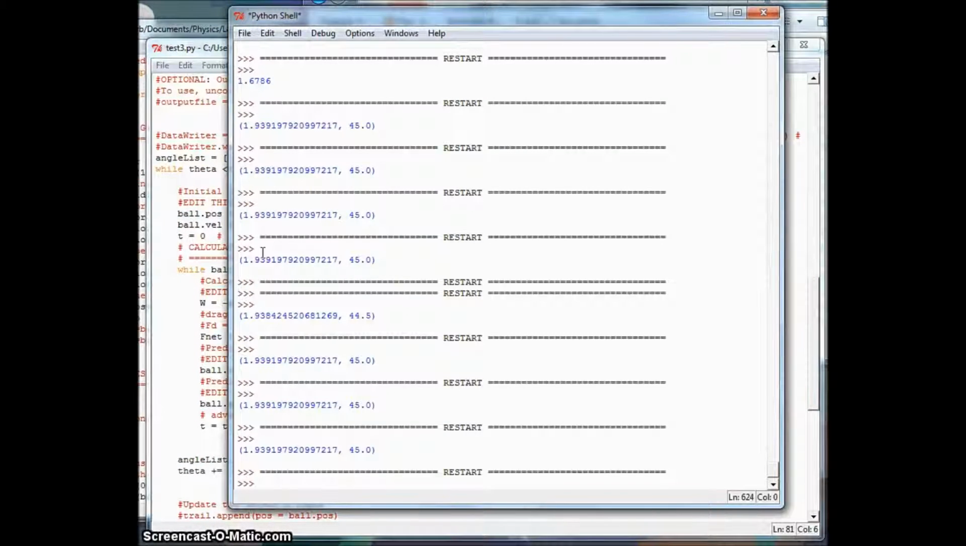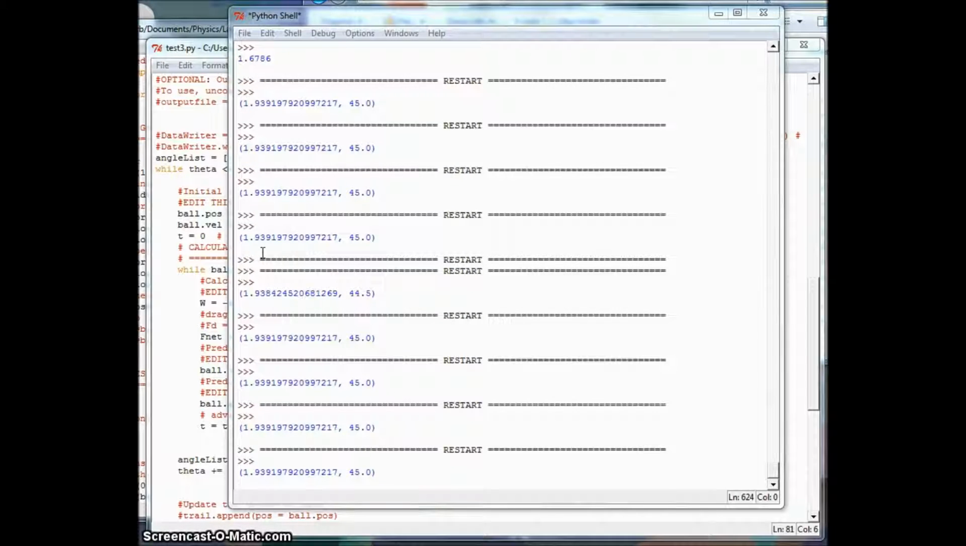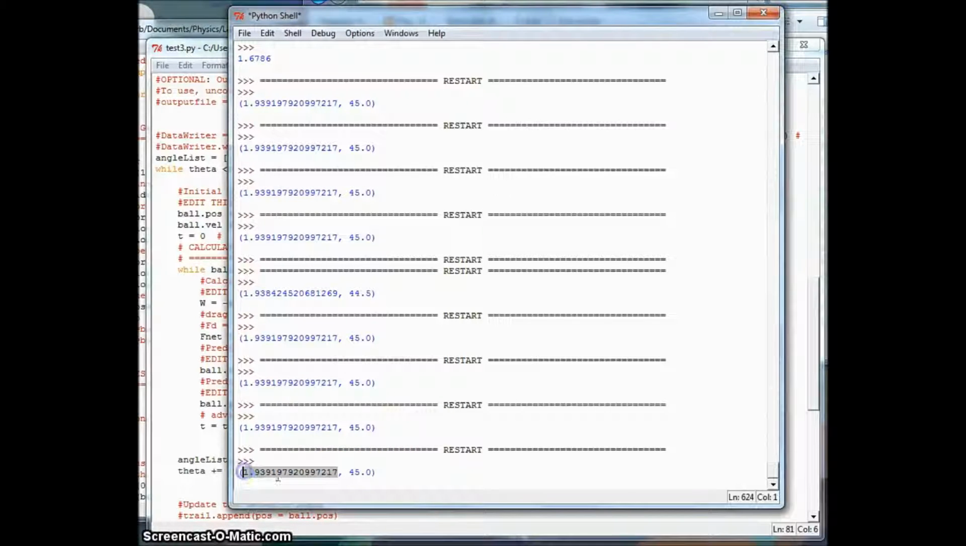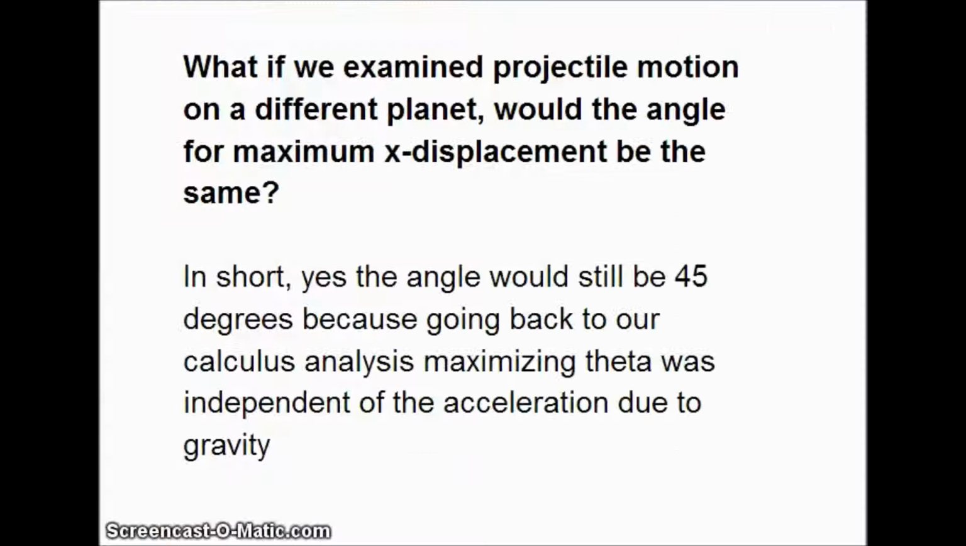I know that this could be even more accurate if our step in our angle and our step in our time were even smaller, but due to computational restraints, we could not make those steps smaller. And as you see, it prints out the maximum distance, and the angle at which it was thrown was indeed 45 degrees. So what if we examine projectile motion on a different planet?